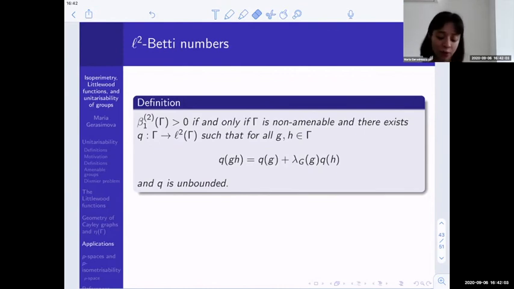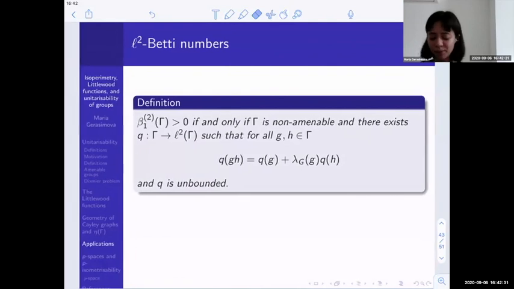And so if you have no idea what the L2 Betti number is, let me just say that the L2 Betti number of gamma is bigger than 0 if and only if gamma is non-amenable, and there exists some map from gamma to gamma, which satisfies the following property, and this map should be unbounded, like if we have an unbounded cycle.